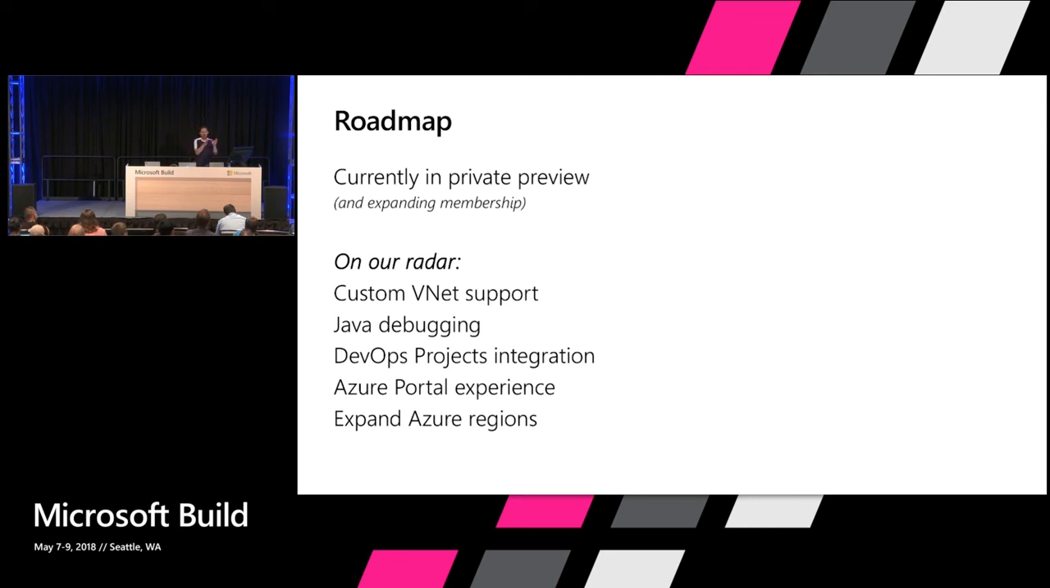We chose those 2 languages, .NET and Node.js, because they're very, very different in the way that containers are built and the way that those apps actually run. So we think we have a pretty good handle to start adding more language support and richer language support going forward. So Java is our next one. More integration with DevOps projects, more portal experiences, expanding Azure regions.